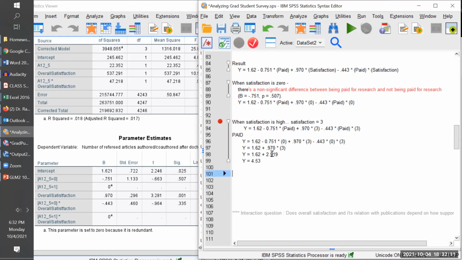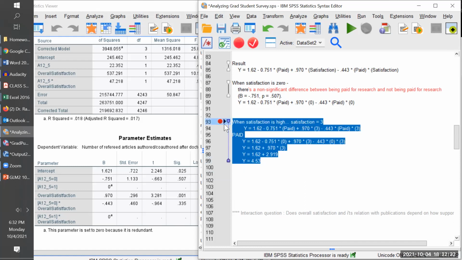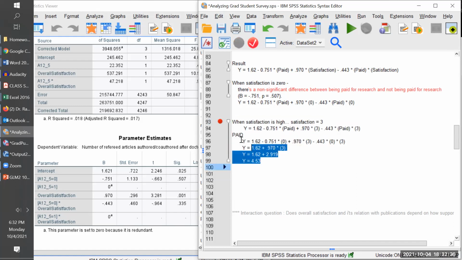4.53. This, my friends, is something called an estimated marginal mean. An estimated, because we just estimated it. Marginal, because it's only for part of it. Mean, because it's an average. So our estimated marginal mean for paid when satisfaction is high is 4.53. And now let's do it again for not paid.